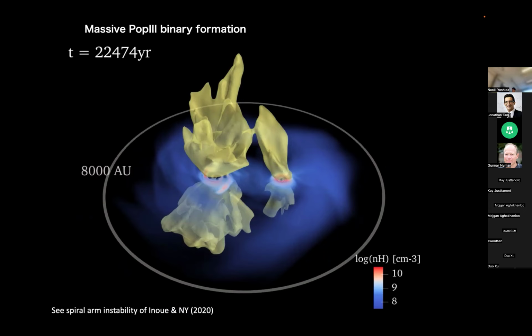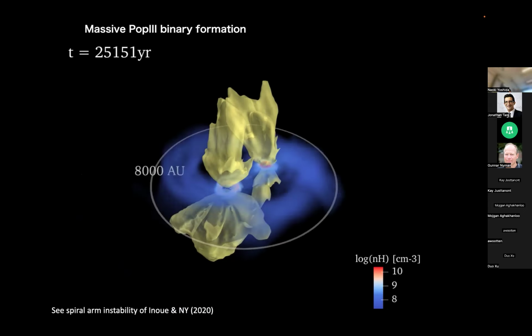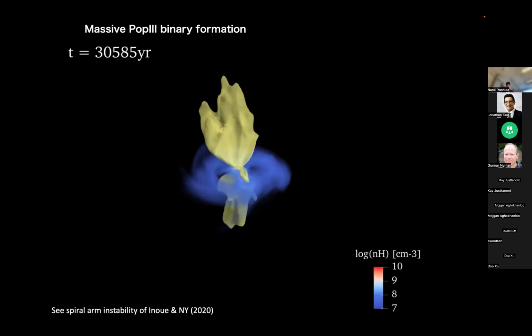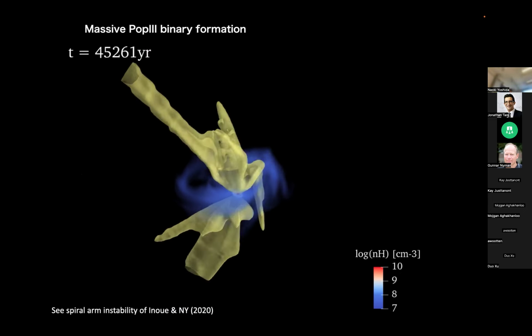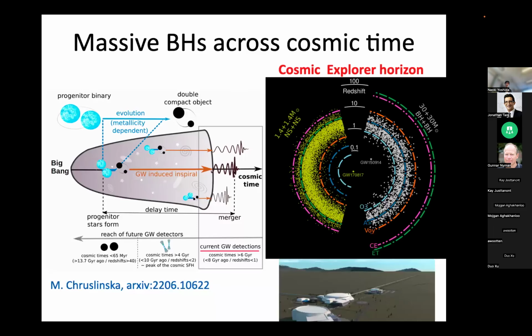Okay, for now, at the moment of formation, they are like wide binaries. But if there is some other dynamic mechanism, they might get closer and merge within cosmic time. So nicely, we have a good hope.